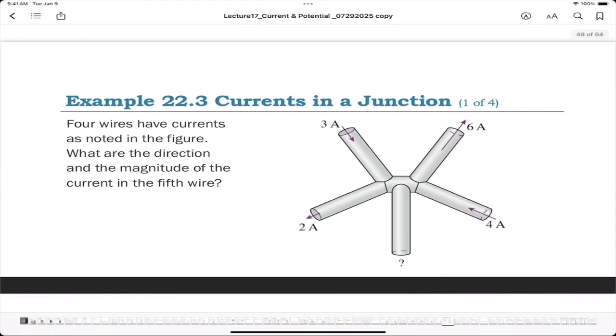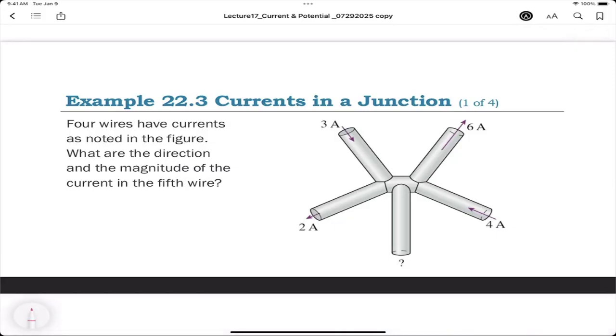And okay, let's see this example. Four wires at a junction have currents as noted in the figure. What are the direction and the magnitude of the current in the fifth wire? Fifth wire. Yeah, this is one, two, three, four.